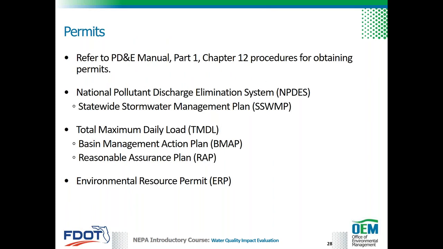Lesson 3 covers permits. This section summarizes the primary permits and programs designed to aid in improving water quality and addressing water quantity impacts. Refer to the PD&E Manual Part 1, Chapter 12 for more information on FDOT procedures for obtaining environmental permits. For this overview, we want to focus on 3 permits and programs: the National Pollutant Discharge Elimination System, or NPDES, Stormwater Permit Program, the TMDL program, and the Environmental Resource Permit, or ERP. These permits will be further discussed.